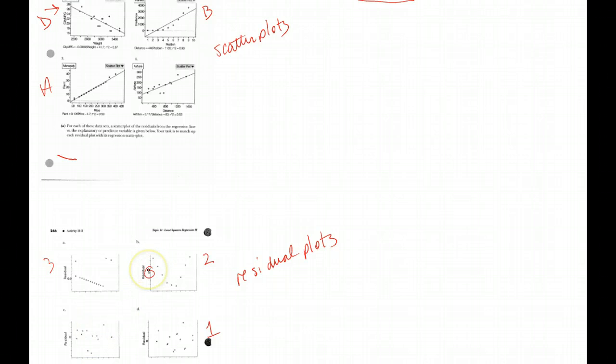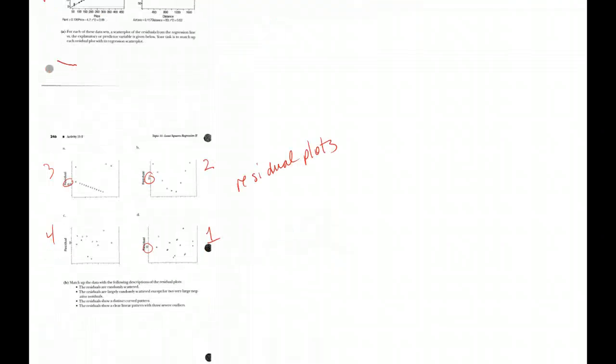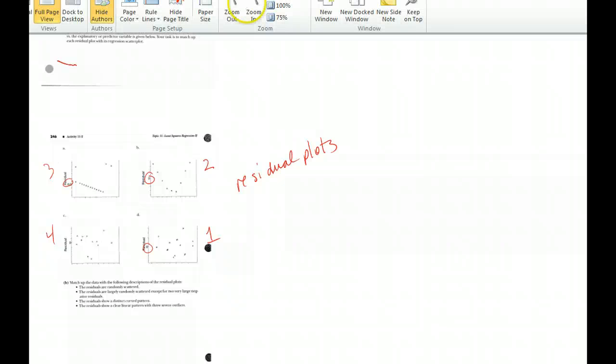What's important when you're looking at these residual graphs is where the 0 is. Okay, because any dot that is above the regression line has a positive residual, and the dots that are below have a negative. So 4 goes with C, and this would go with a 4. Okay, so we match that up. And the next thing that they tell us to do, match up the data with the following descriptions.